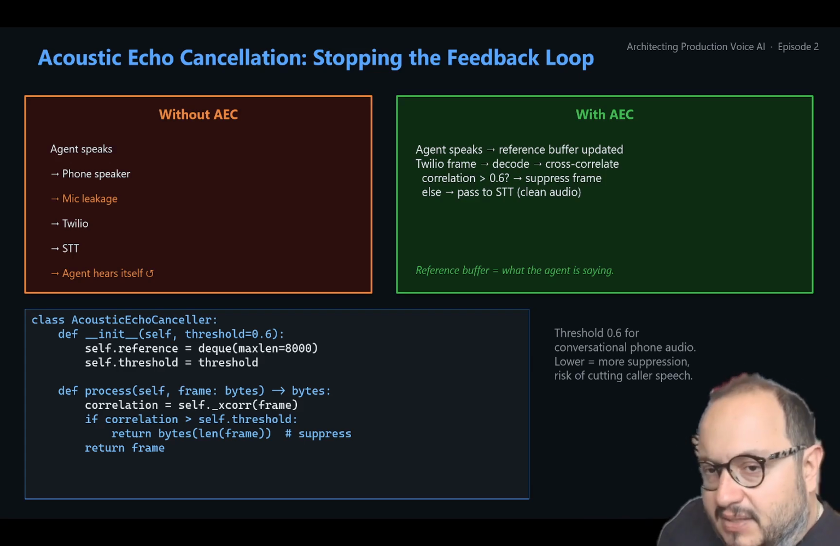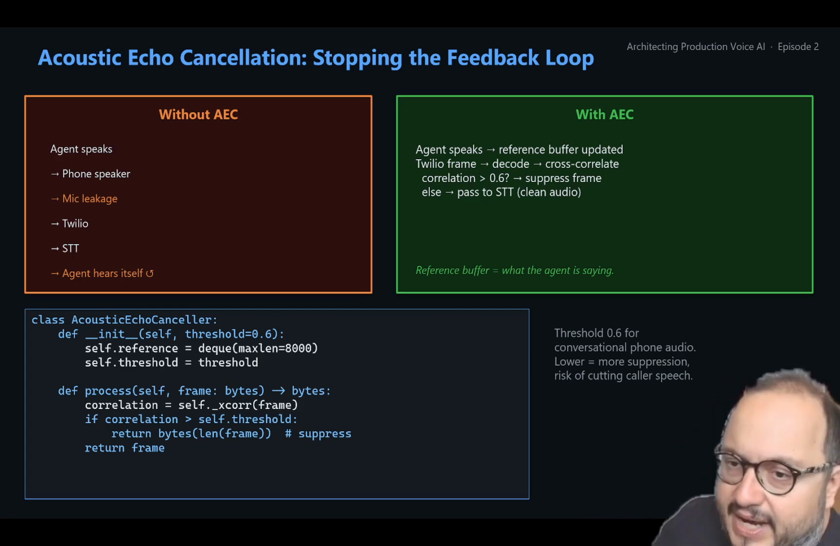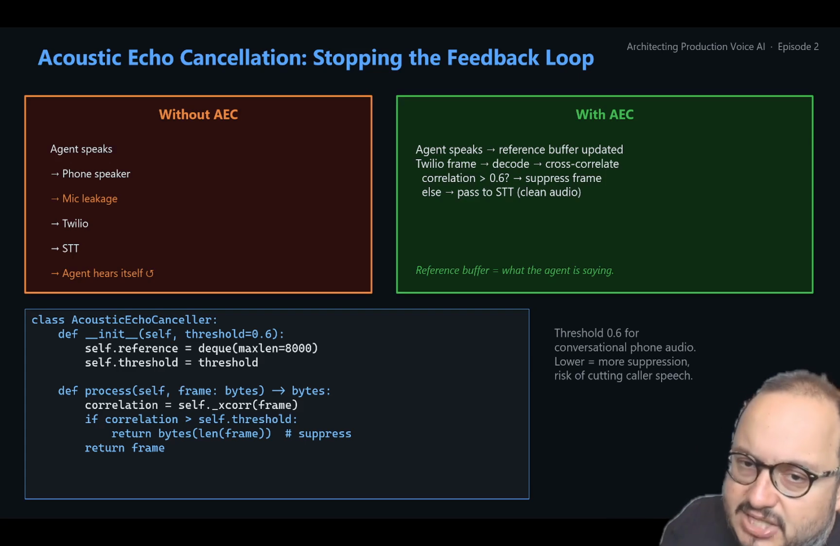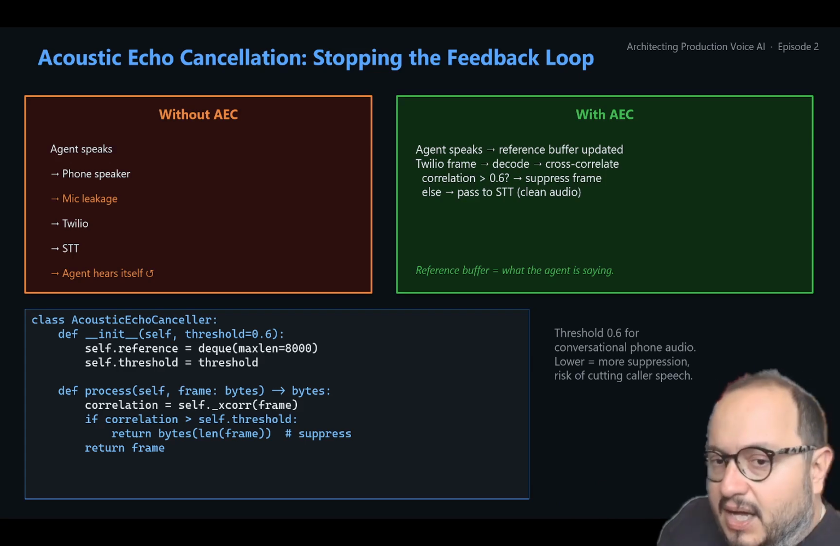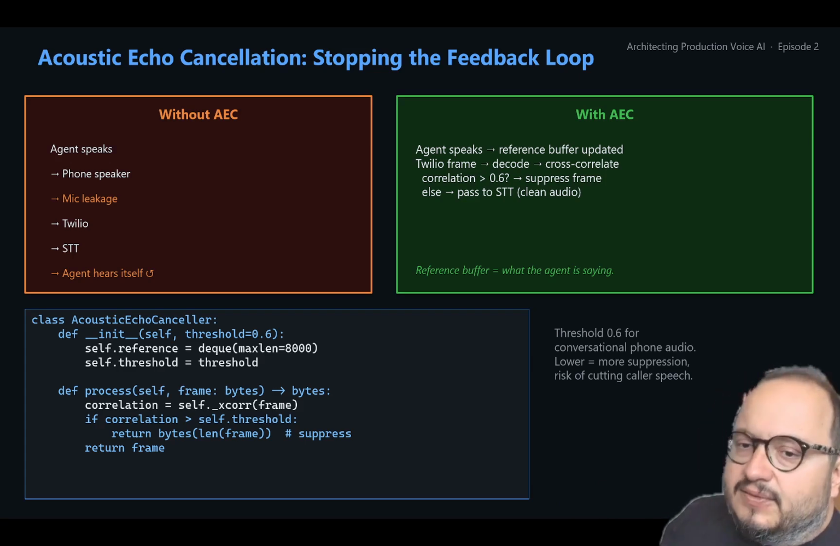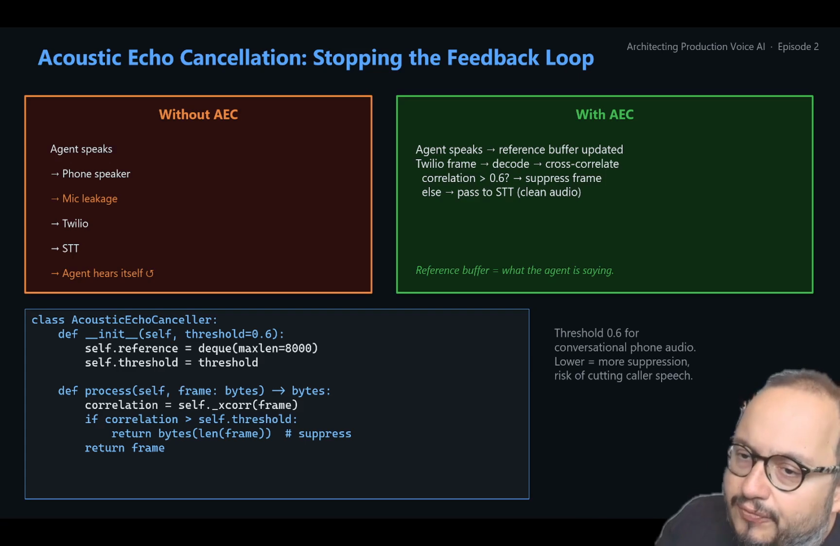The key parameter is the suppression threshold. Too aggressive, and you will suppress the legitimate caller who overlaps the agent's output. Too conservative, and you will get the echo. I use 0.6 as the default cross correlation threshold for phone quality audio.